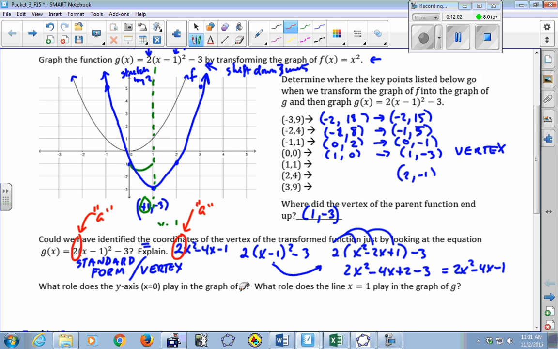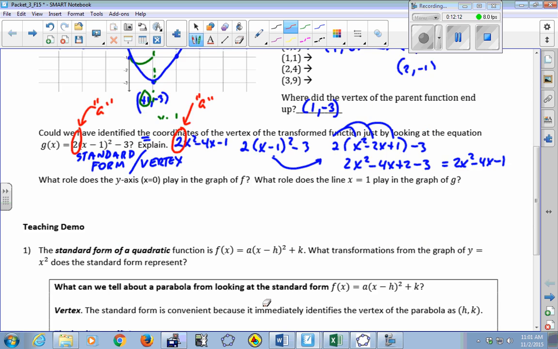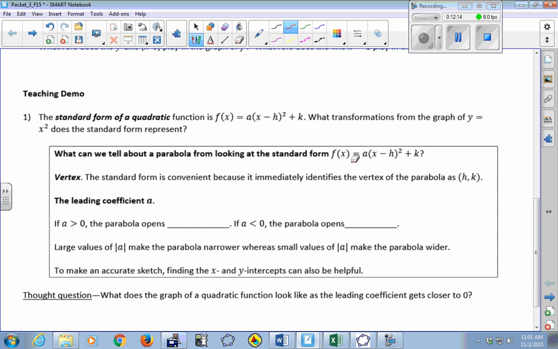All right. So when your a value is positive, you have a happy parabola, and it opens upward, which we're going to see in a minute down here. So when we have this form, the standard form, and a is positive, when you're a positive person, you tend to be happy, so your parabola opens upward.